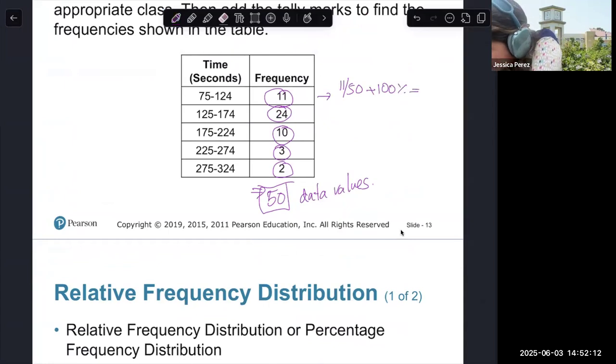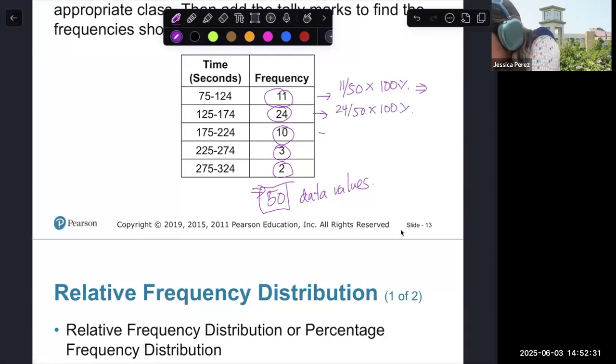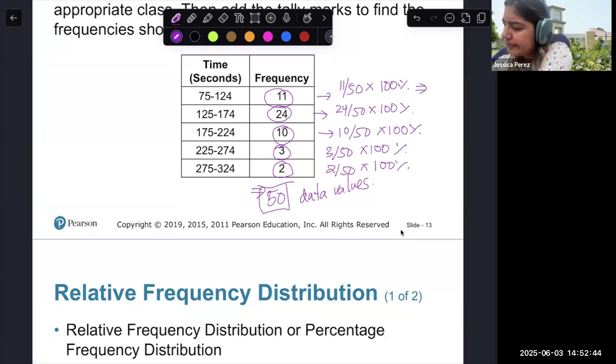So times 100%, that would be the relative frequency for that class. 24 out of 50 times 100, that would be the percentage. Here would be 10 out of 50 times 100%. 3 out of 50 times 100%. And then 2 out of 50 times 100%. And that would be my relative frequency distribution.